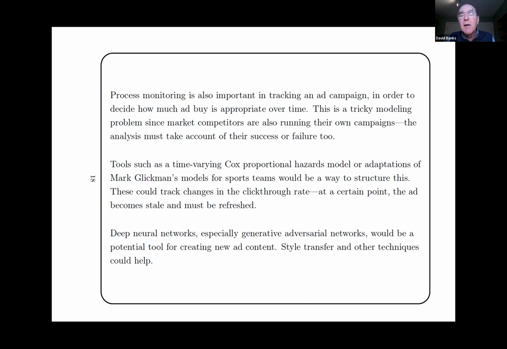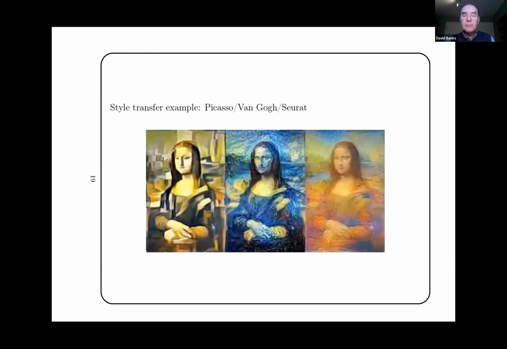And we could imagine using tools such as the Cox proportional hazards model or adaptations of Mark Glickman's models for sports teams, because you can imagine that these are competing advertisers. And so something like a sports team model might be another way to try and address this. These will track changes in the click-through rate, and at a certain point, you want to change out your ad. Deep neural networks, especially generative adversarial networks, would be a potential tool for creating new ad content. Style transfer and other techniques would be useful. So you can imagine that you could take an old ad, use style transfer, and freshen it up. Or you might personalize an ad for somebody who tends to respond to cubism, but not so much the sort of Van Gogh style.